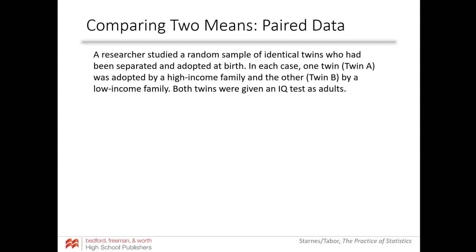And now we've got to go way back in the brain and look at a matched pairs design, if you can remember that from chapter 4. A researcher studied a random sample of identical twins who had been separated and then adopted at birth. In each case, one twin, called twin A, was adopted by a high-income family, and the second twin was adopted by a low-income family. Both twins were given an IQ test later on as adults.